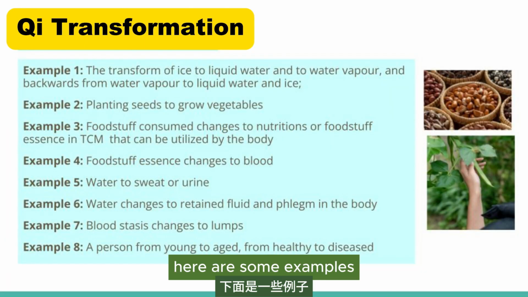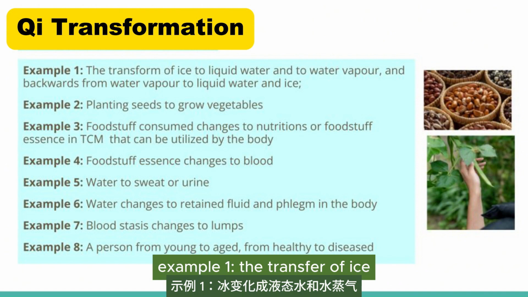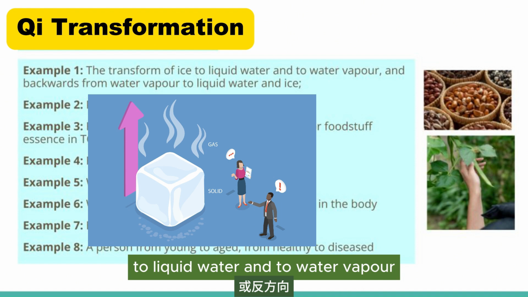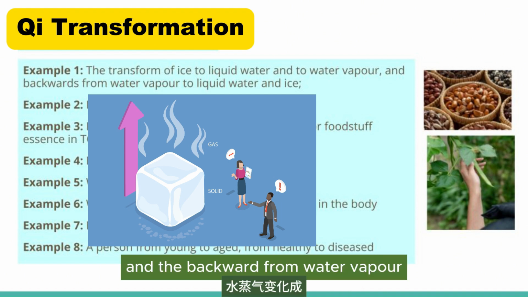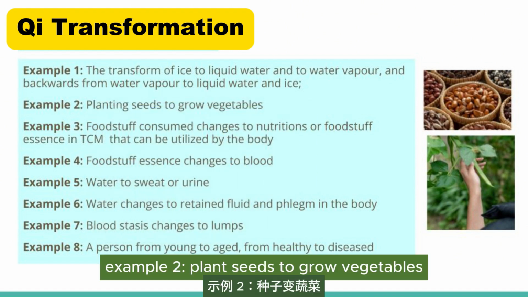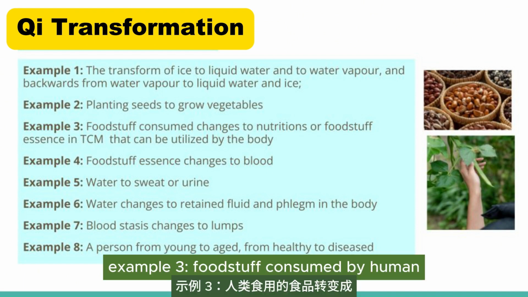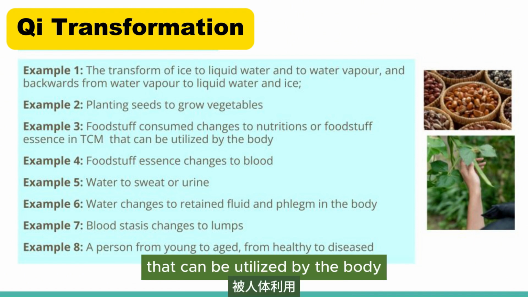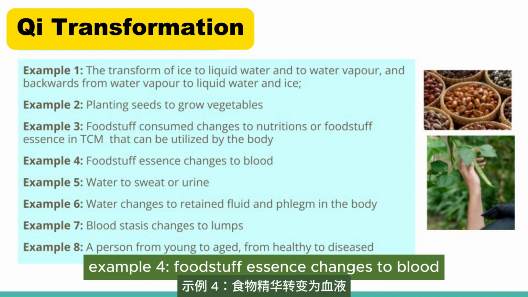Here are some examples. Example 1: the transformation of ice to liquid water and to water vapor, and backwards from water vapor to liquid water and to ice. Example 2: planting seeds to grow vegetables. Example 3: foodstuff consumed by humans changes to nutrients, or foodstuff essence in TCM, that can be utilized by the body. Example 4: foodstuff essence changes to blood.